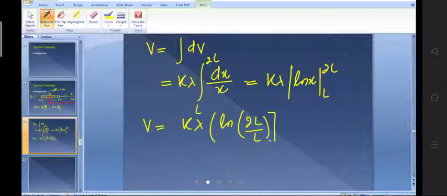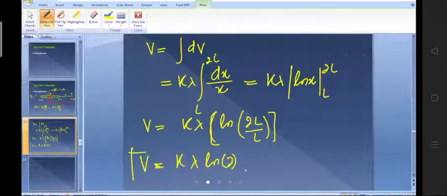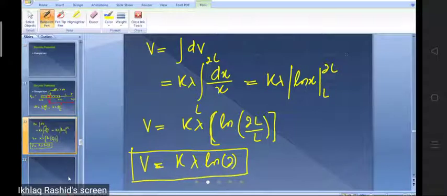L and L are going to vanish. So we are left with ln 2. So potential will be equal to k multiplied by lambda multiplied by ln of 2. This is the electrostatic potential at point P, which is at a distance of x from one end of the wire. Now we are done with the electrostatic potential. Fine. Now let's do one more example here.